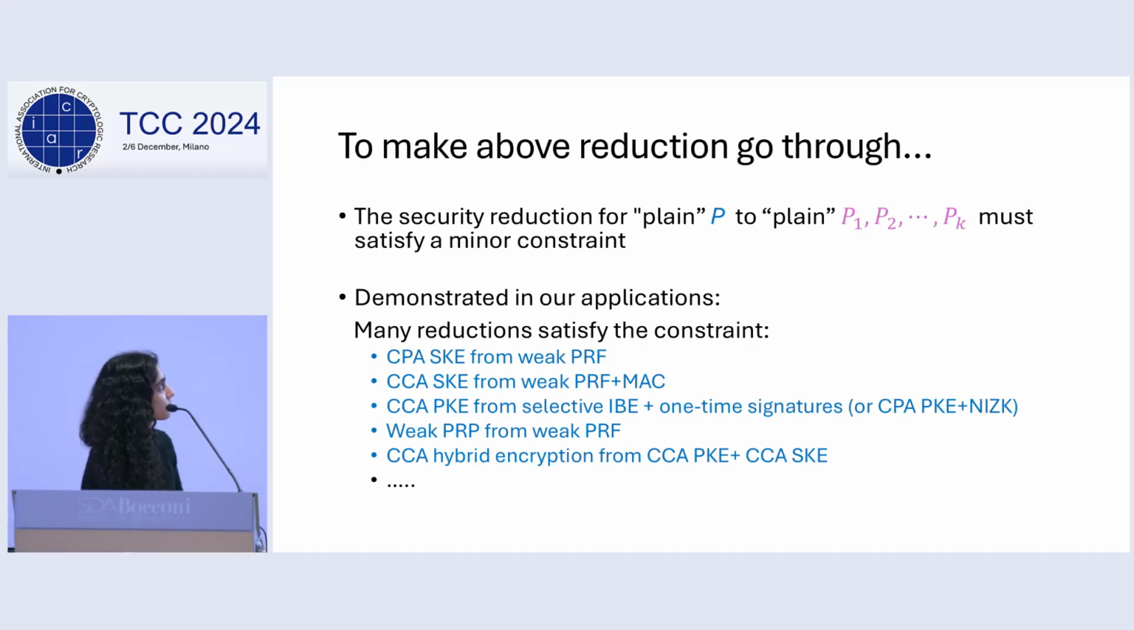But to make the above reduction go through, recall that plain P has a construction from building blocks P1 through PK, the unwatermarked building blocks. And in order for this reduction in the watermark setting to go through, the plain security reduction from P to P1 through PK must satisfy some minor constraints. They call these watermarkable compatible reductions in their work. The definition is quite technical, so I won't go into it.